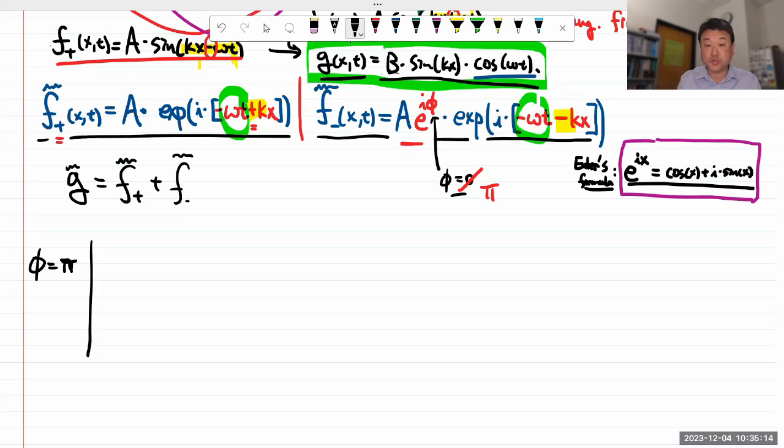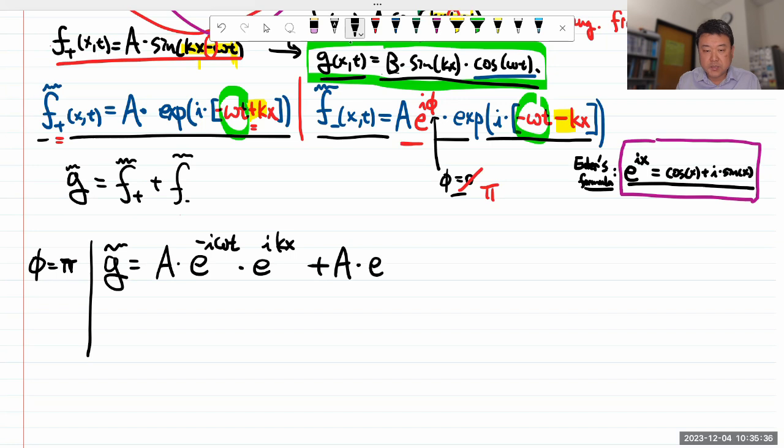And we'll add these two functions together again. My g is a times, let me this time just write this separated. So it'll be e to the minus I omega t times e to the I kx. And then plus, and this will be a times e to the I pi. And I can simplify this a little bit. I'll do that in a little bit. That times e to the minus I omega t times e to the minus I kx.